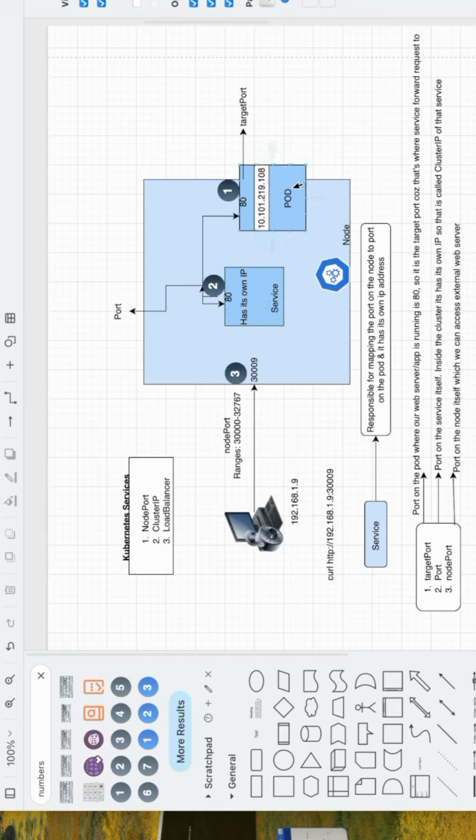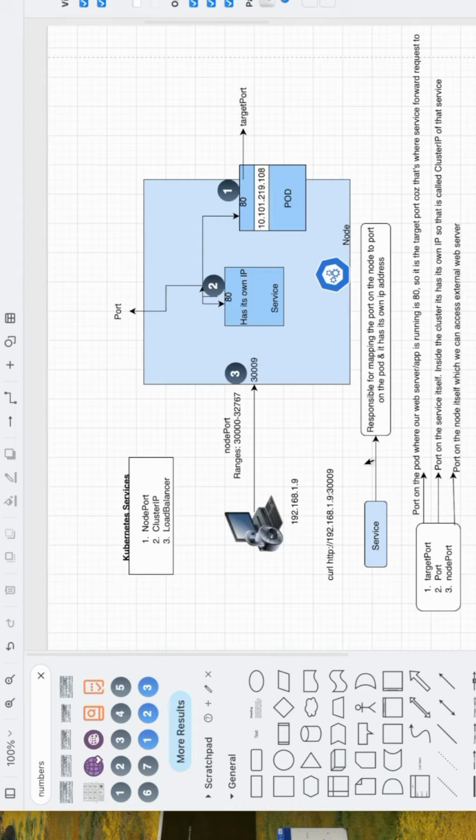One is the pod which is running on the IP with the port 8080, and the service in the cluster which is running as 80, and within the node we have this range of 30,000 to 32,767, that is the node port range. So here, what is target port, and what is port, and what is node port?